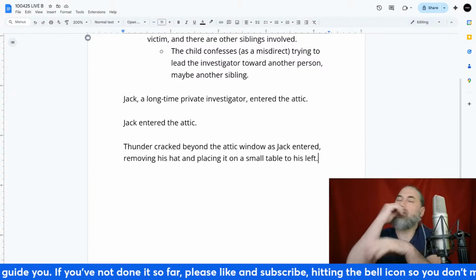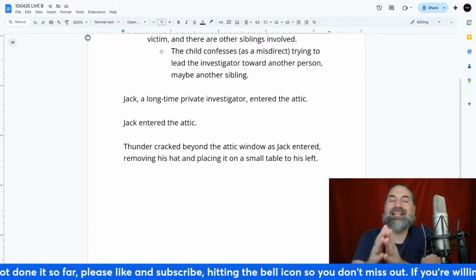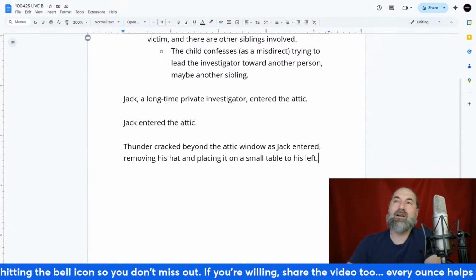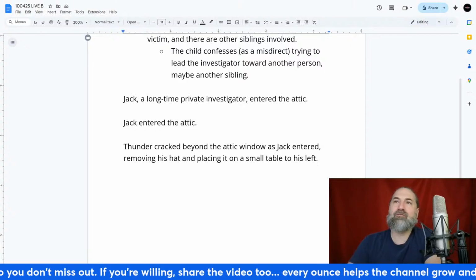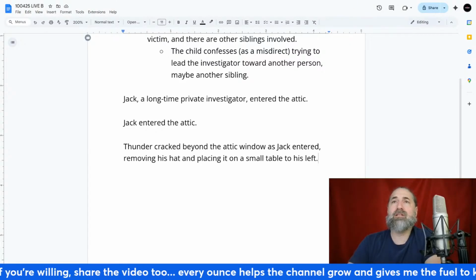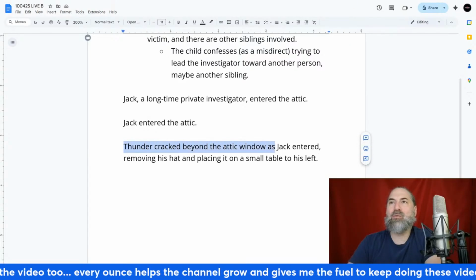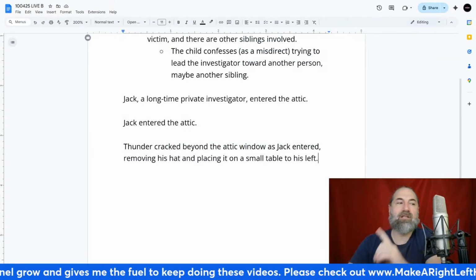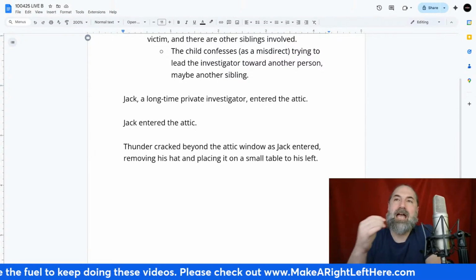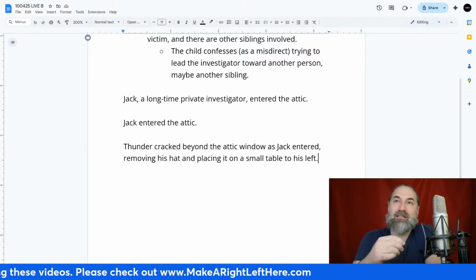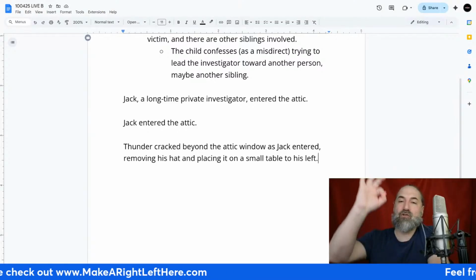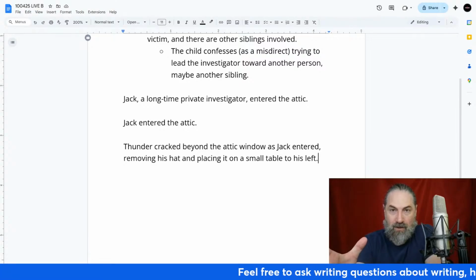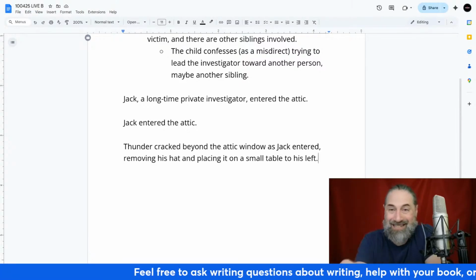All right, so this is slow pace, but it doesn't mean it's not a fast read. And what makes it a fast read is that we are expanding, evolving, or qualifying information. So we are moving on things, right? Thunder cracked beyond the attic window as Jack entered, removing his hat and placing it on a small table to his left. Now, the reason this becomes a fast read and still allows for slow pace is because nothing is being introduced that isn't a part of the forward momentum. Okay? That's a very important element of pacing.